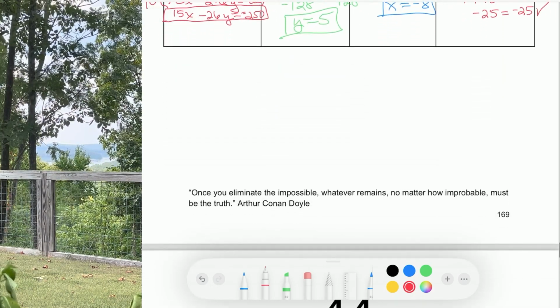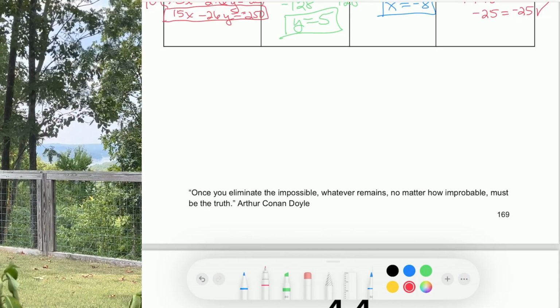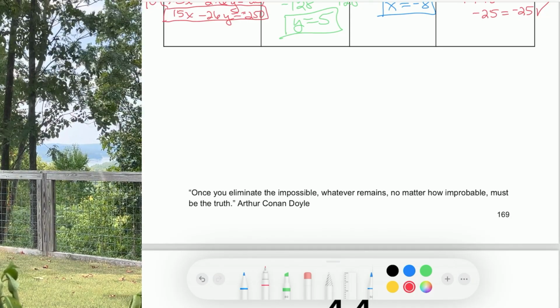Let's read our quote. Once you eliminate the impossible, whatever remains, no matter how improbable, must be the truth.